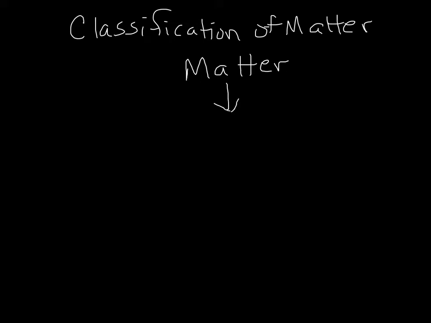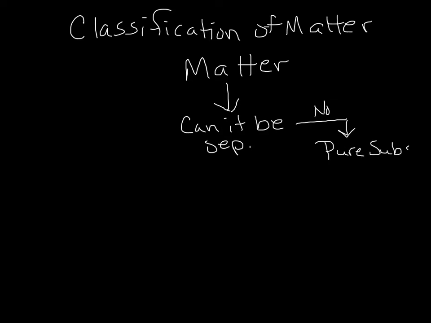And then we look at, can it be physically separated? If the answer is no, then that lets us know that this must be a pure substance. It means it's all the same thing. If we were to say yes, it can be separated, then that would lead us to the fact that this is a mixture. More than one thing put together, but not bonded together.